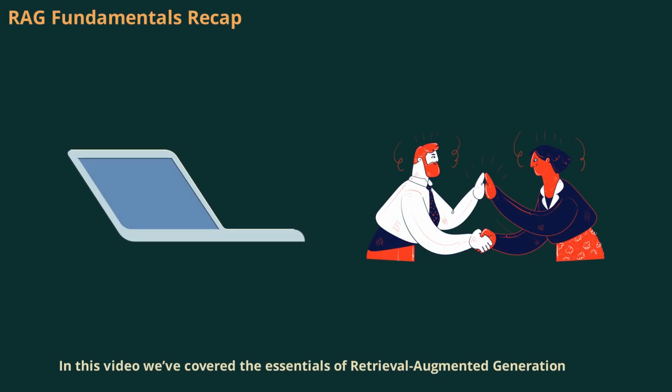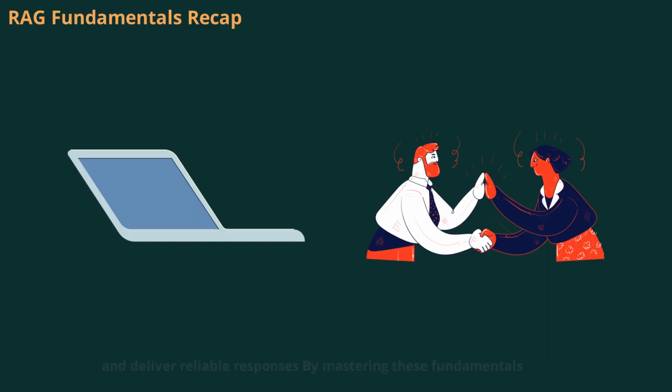In this video, we've covered the essentials of Retrieval-Augmented Generation: its purpose, pipeline, chunking strategies, embedding types, and best practices. RAG empowers AI to access dynamic, enterprise data, mitigate hallucinations, and deliver reliable responses. By mastering these fundamentals, you can build powerful, adaptable AI solutions for your organization.